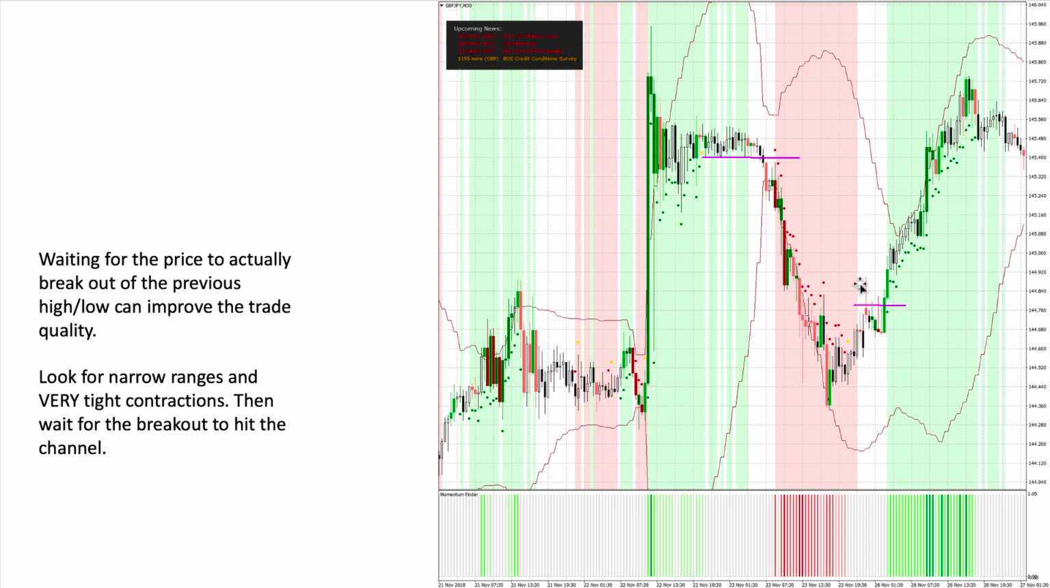Make sure that you always wait for high quality breakouts, high quality patterns. Don't trade every little momentum finder signal. Really wait for the patterns to get triggered, then use the momentum finder to confirm your trade.